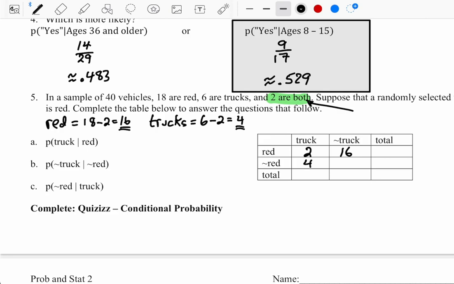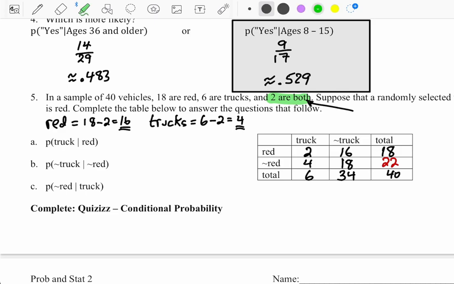There's 40 vehicles overall. These 2 numbers add to 18. So this one must be 22. Which means that this has to be 18, 34, and 6. So now we could use it to answer the question.